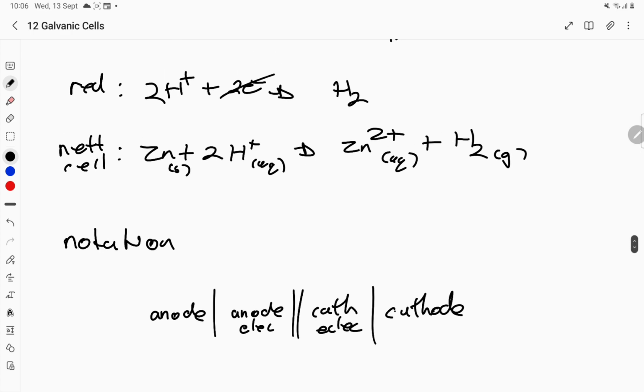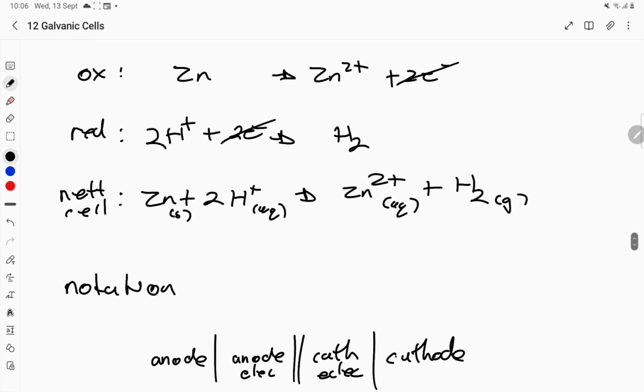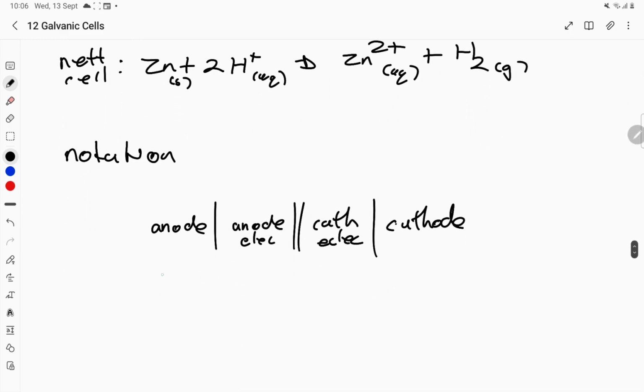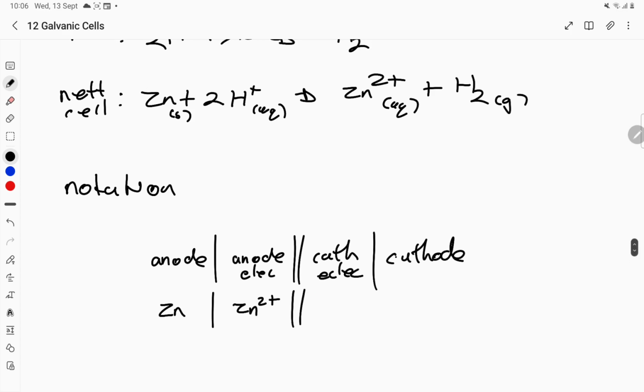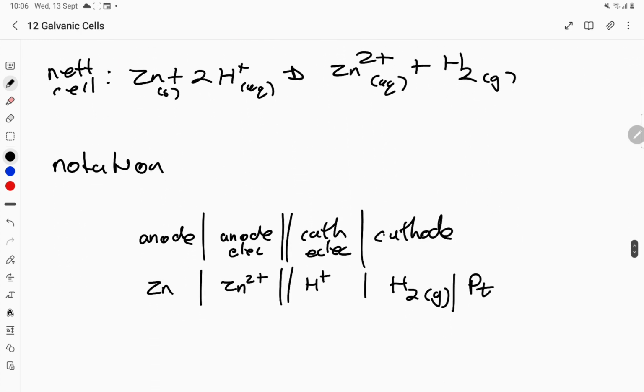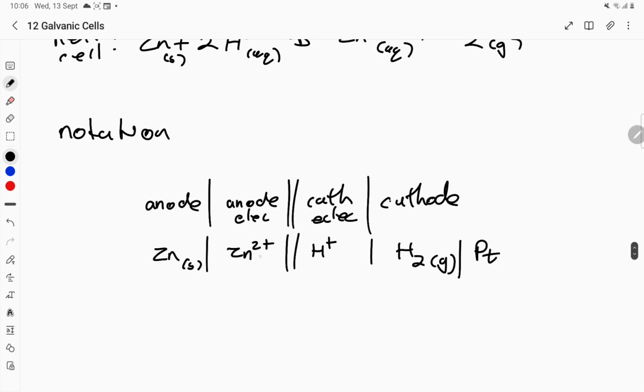So what's happening at the anode? Remember, it is oxidation. That will be our Zn. So we have the anode Zn, and the electrolyte is Zn2+ in solution, and we have the salt bridge. And our cathode electrolyte will be our H+. Remember, no balancing numbers. And then we have the cathode, which is our H2. And because it is a gas, we need an inert electrode, which will be our platinum rod, as we know in our picture there. Okay, so we just put our subscripts in.